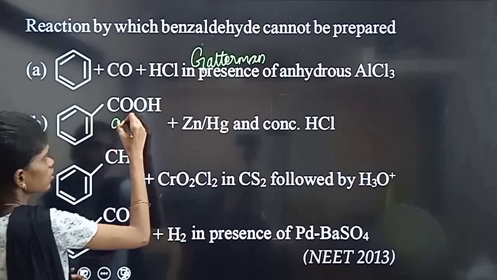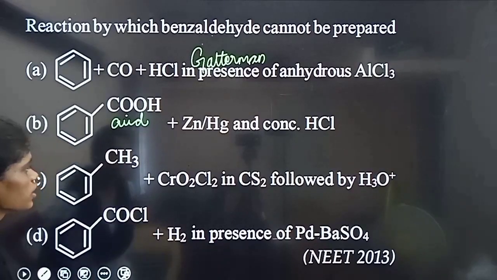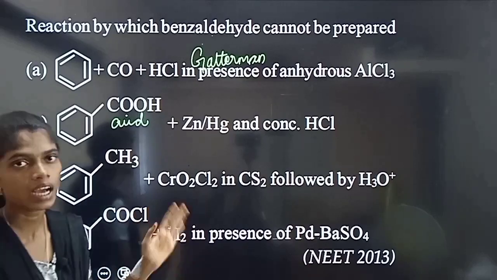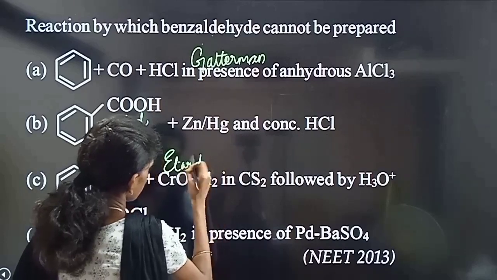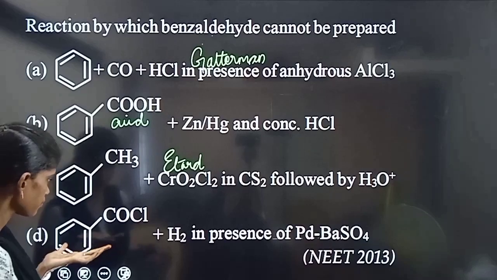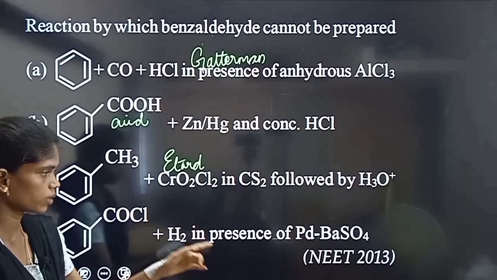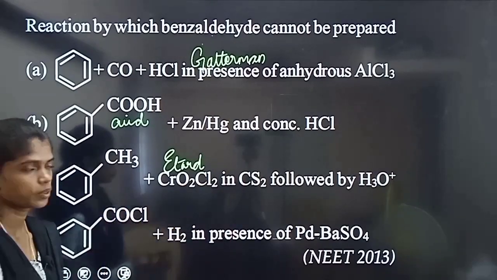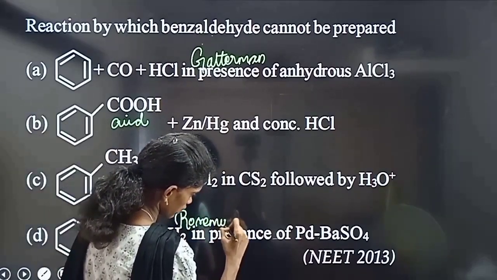Okay, so the next one, option D, is benzoic acid plus zinc amalgam and conc. HCl. So this is an acid. The next one is toluene in the presence of chromyl chloride in CS2 followed by hydrolysis. So this is the Etard reaction. And the third one is benzoyl chloride plus H2 in the presence of Pd/BaSO4. So this is the Rosenmund reduction.